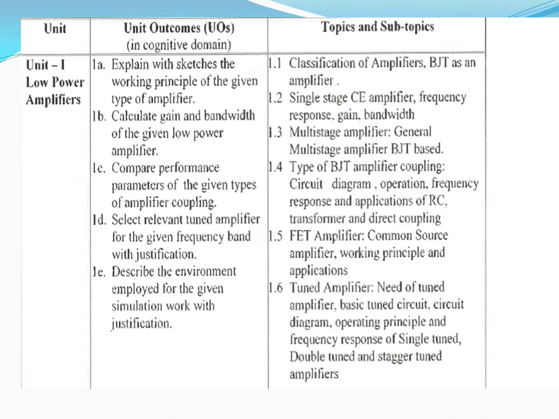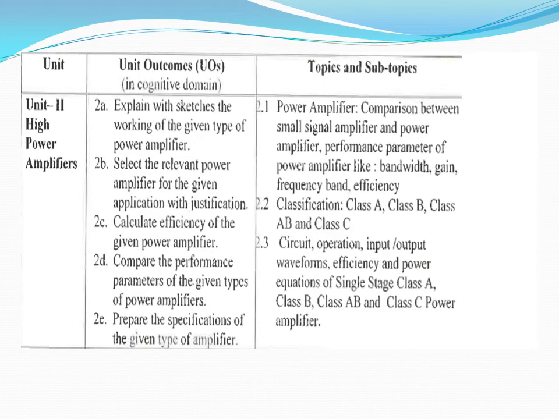Now this will be your first chapter, low power amplifiers. What we are going to study under this topic is classification of amplifiers, where BJT can be used as an amplifier, single stage amplifier, multi-stage amplifier, types of BJT amplifiers and their couplings, FET amplifier and tuned amplifier. In the second chapter, that is high power amplifiers, we will be studying power amplifier, class A, class B, class AB and class C amplifiers and their characteristics, waveforms, efficiency and power equation.